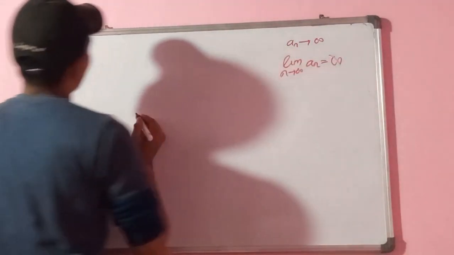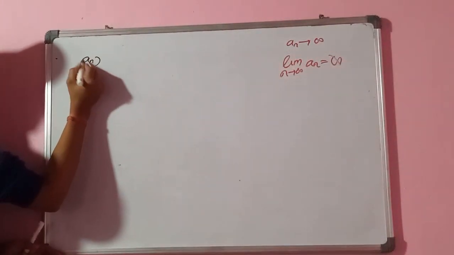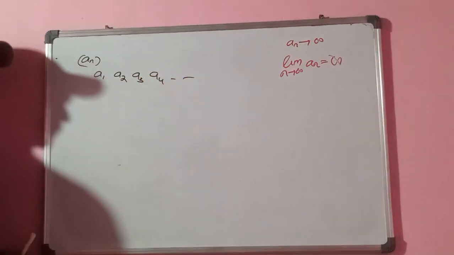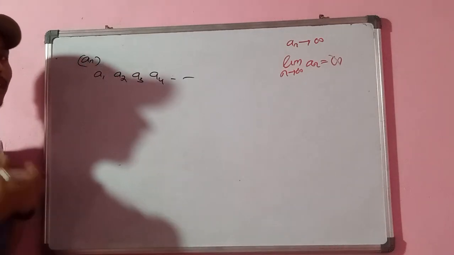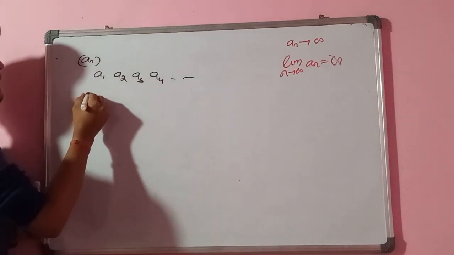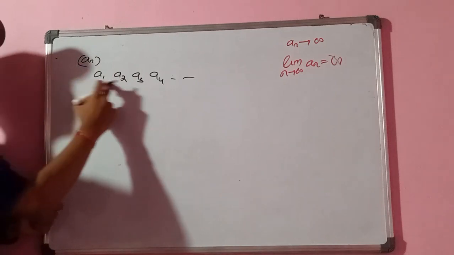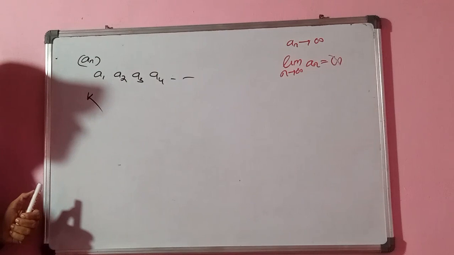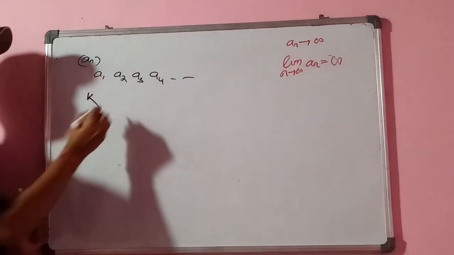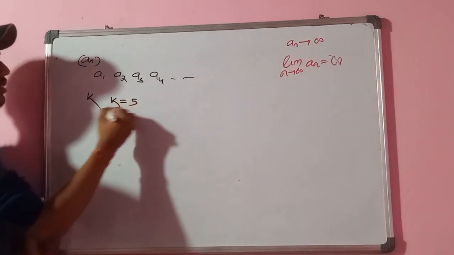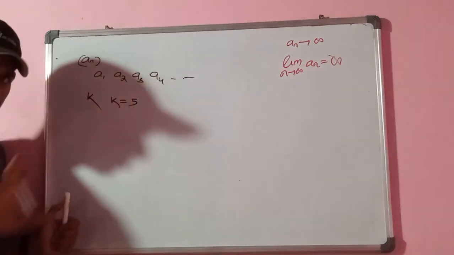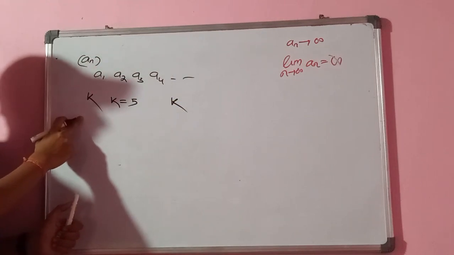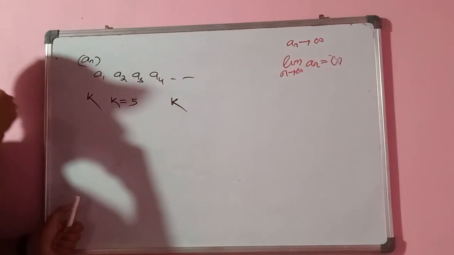Suppose my sequence a_n is there. All the terms are like a1, a2, a3, a4 like this. If I am assuming any number, let's say k, if all the terms are greater than this, then I will say my sequence is converging to infinity. Let's say my k is 5. If all the terms are greater than 5, and k is any random number, that is not fixed. You can assume any number.